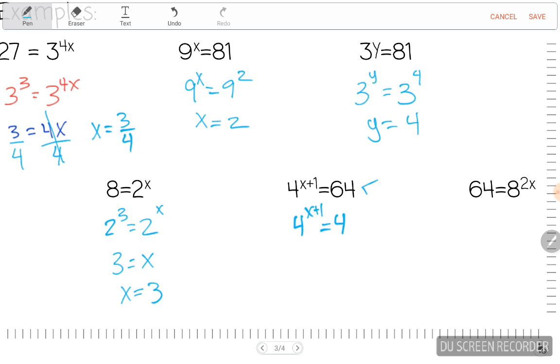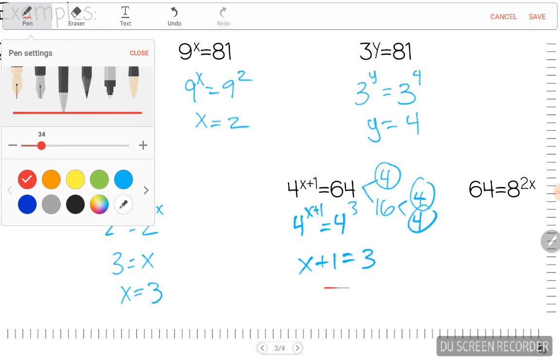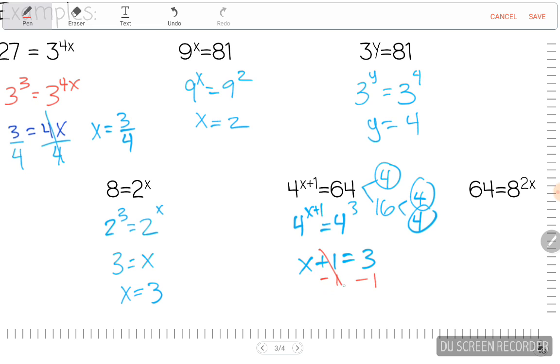Let's see, 64, I could factor this. That's another way that you could look at this. 64, that's the same as 32 times 2. Actually, let's just divide by 4. That's 4 times 16. 16 is 4 times 4. So this is the same as 4 cubed, which tells us that x plus 1 must equal 3. I can subtract 1 from both sides, and I get that x equals 2.